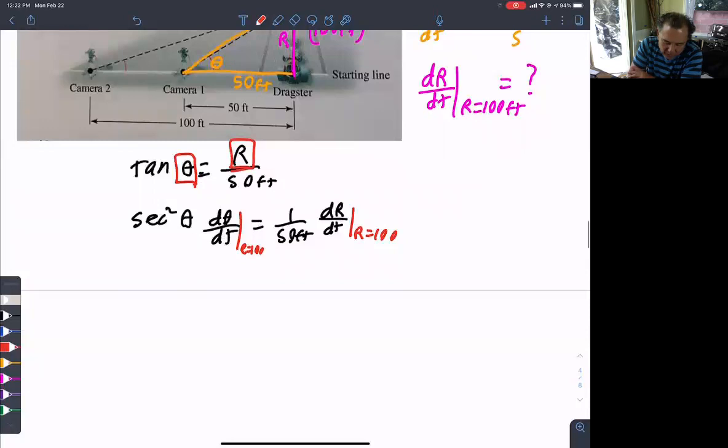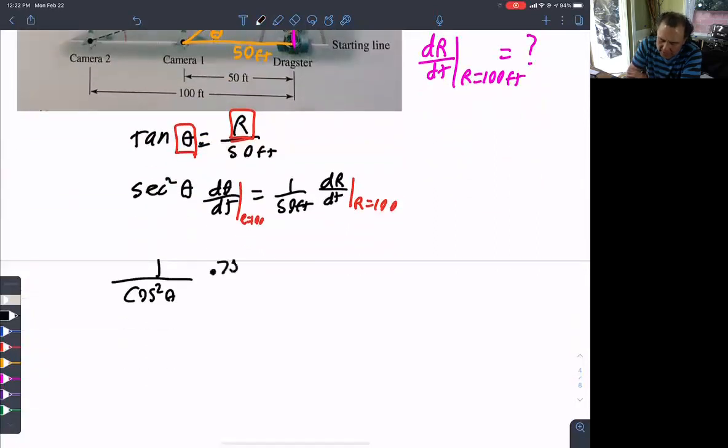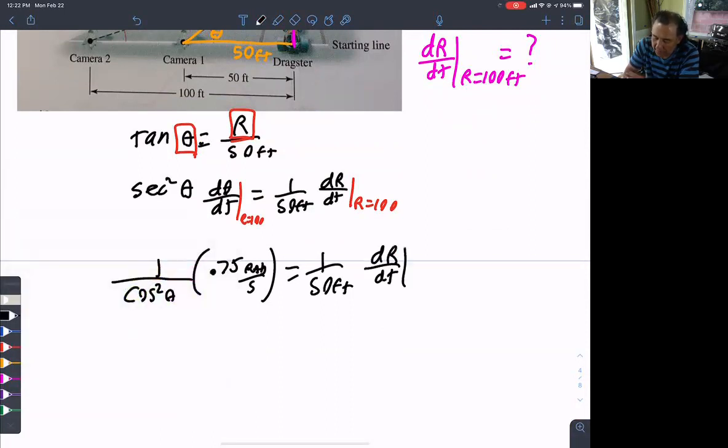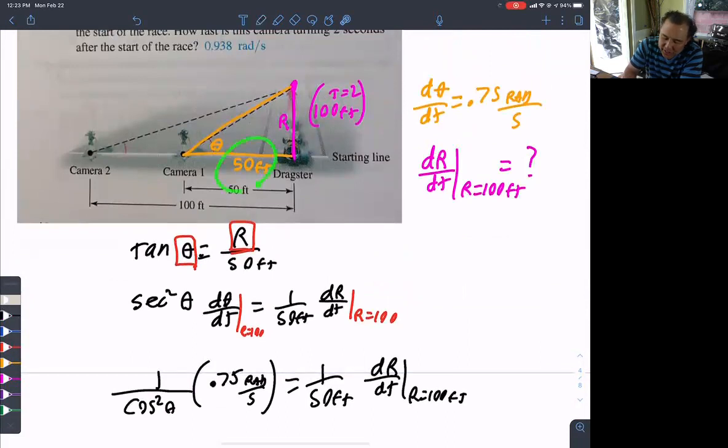All right, this is where it gets a little funky. Secant is 1 over cosine. d theta dt, they gave us 0.75 radians per second. I can handle that. 1 over 50, I can handle that. dr dt is what we're looking for. I'm okay with that. Okay, I'm just left with what's cosine? I look back in this triangle. I know that cosine is adjacent over hypotenuse. So now I need to figure out the hypotenuse, but I can figure that out using the Pythagorean theorem.